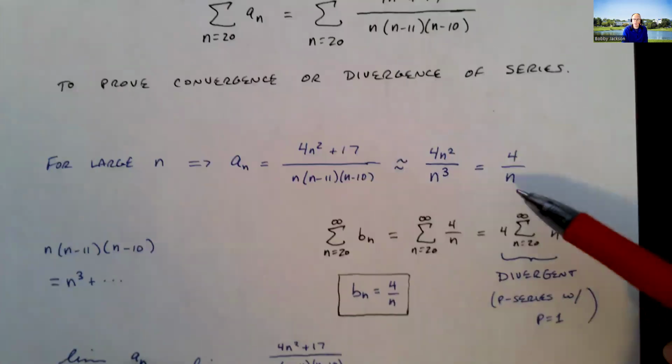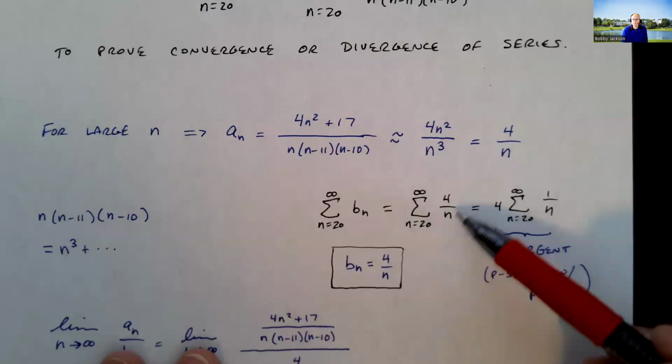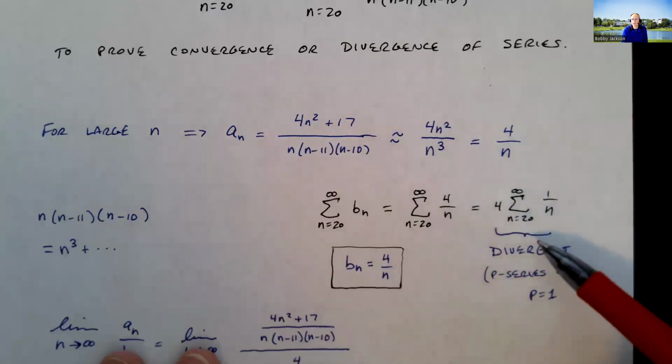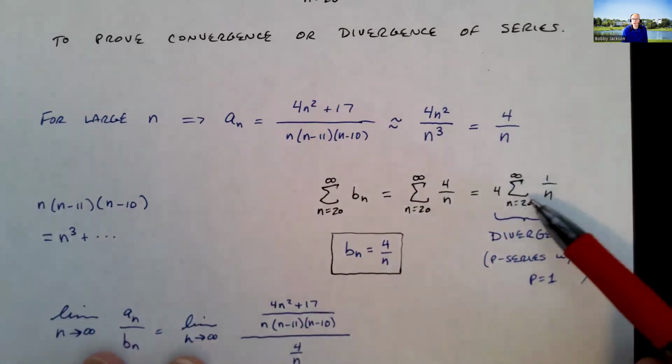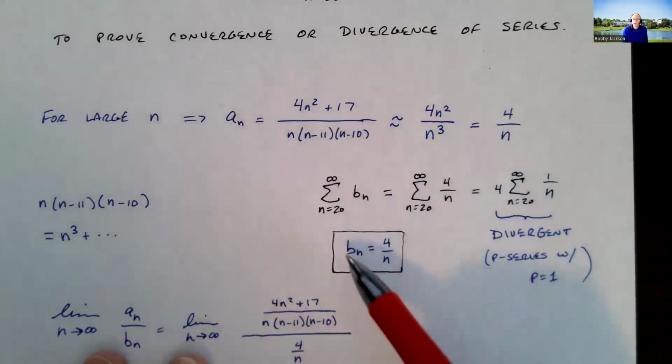So I'm going to look at the corresponding series. I'll call it b sub n, right, this one. And we know if I just take that 4 out, this is divergent because it's a harmonic series or a p series with p equal 1. So this is divergent. And so I'm going to compare my a sub n's to the b sub n's, right?